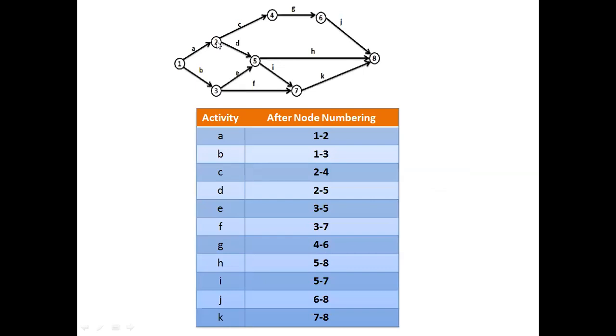After numbering the node, the same activity, that is activity A, can also be described as 1 to 2, activity 1 to 2, and B can be said as 1 to 3. So here you can say that 1 to 2 indicates that 1 is the initial node and 2 is the final node of the one activity. That activity here we have given the name as A. Instead of giving A, directly you can write it as 1 to 2.